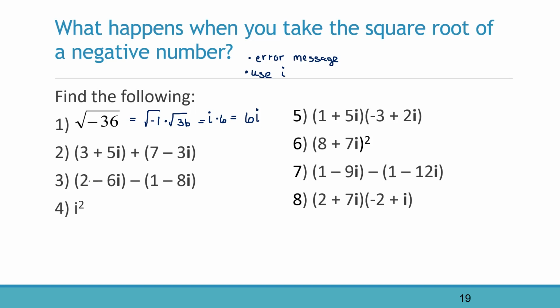All right, so then our objectives were to be able to add, subtract, multiply. We skipped divide. So this next one is add. And so the key is to add like terms.